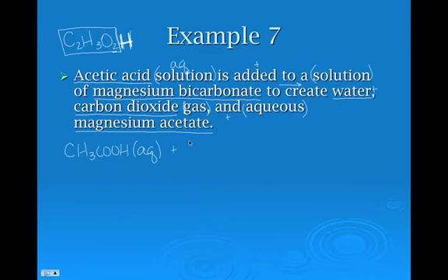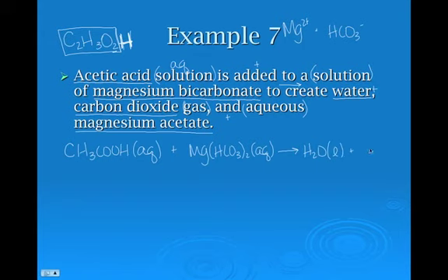Is added to a solution of magnesium bicarbonate. Well, magnesium is in group 2, so it has a 2+ charge. And bicarbonate, same polyatomic ion we used on the last one, HCO3 with a -1 charge. So we're going to need 1 magnesium and 2 bicarbonates. So Mg(HCO3)2. And it is a solution of, so that's going to be aqueous, to create water, which is going to be a liquid, carbon dioxide gas, so CO2 gas, and aqueous magnesium acetate.